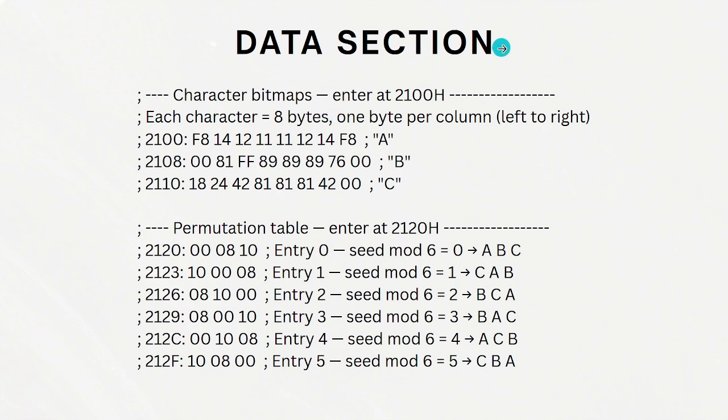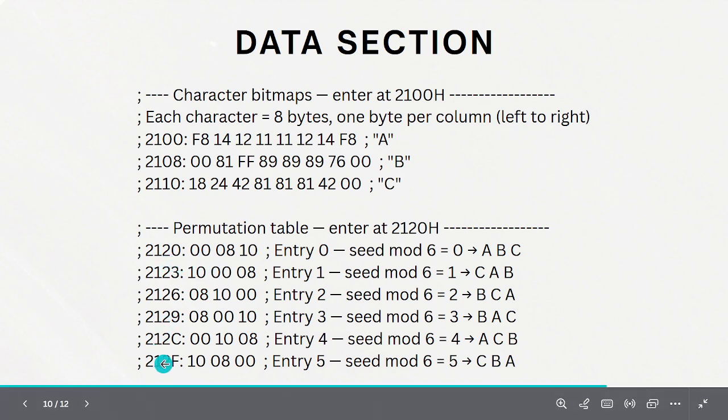Finally, I'll wrap it up by talking about the data section. Because we want to show the characters A, B, and C on the LED matrix, we'll store these values in 2100H, 2108H, and 2110H. So all the memory addresses from 2100 to 2118 will contain the values of A, B, and C, so that they can be displayed on the LED matrix. And from 2120 to 212F is the permutation matrix.